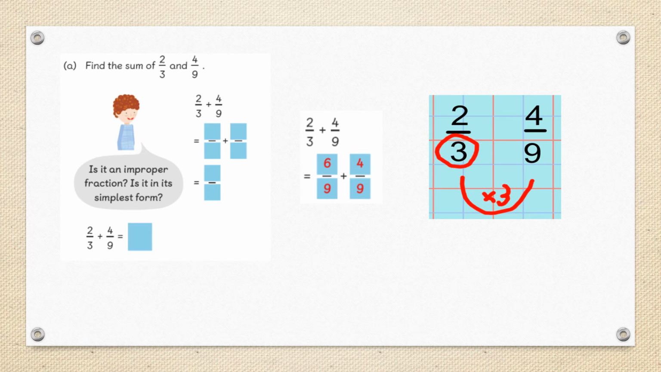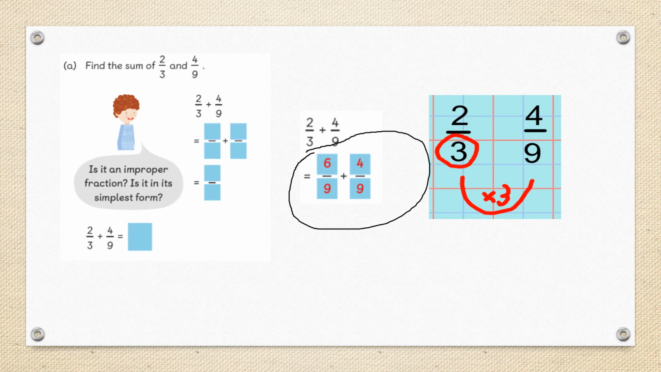Again, to make this calculation easier, I've converted the denominator so that both denominators are the same. And remembering that we do the same to the numerator as we do to the denominator, 3 times 3 makes 9, and 2 times 3 makes 6. You can see this calculation here. Now it's a little bit more simple.